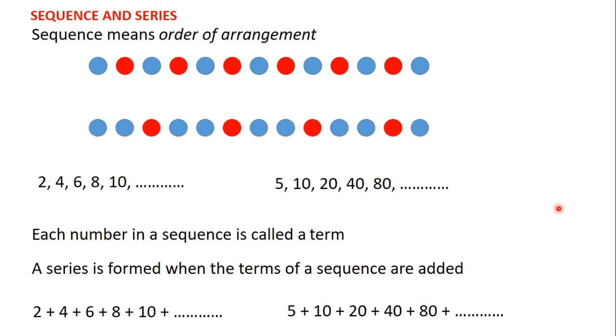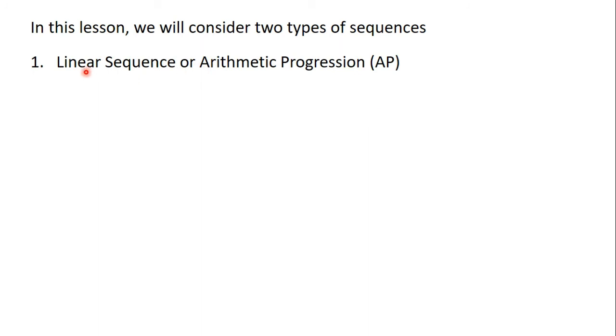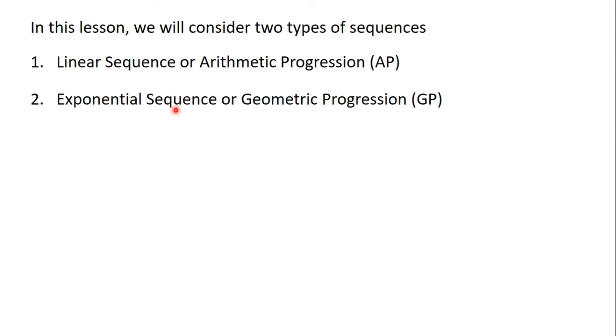There are different types of sequences. In this lesson, we will consider two of them. The first one we will consider is the linear sequence or the arithmetic progression. So the linear sequence is also known as arithmetic progression or AP. We will also consider the exponential sequence, which is also known as the geometric progression or GP. So we are going to learn about linear sequence or arithmetic progression and exponential sequence or geometric progression.